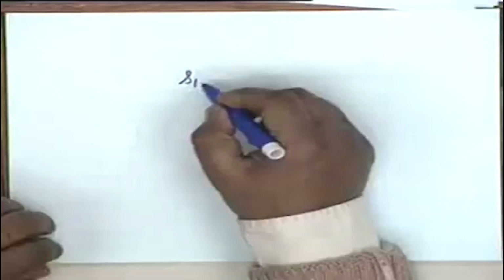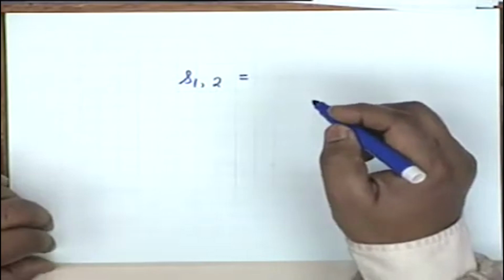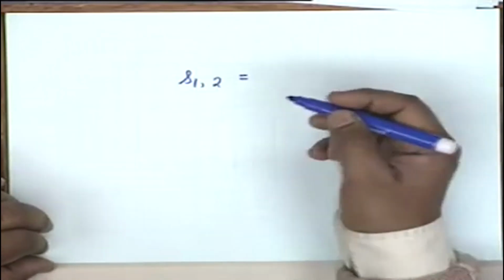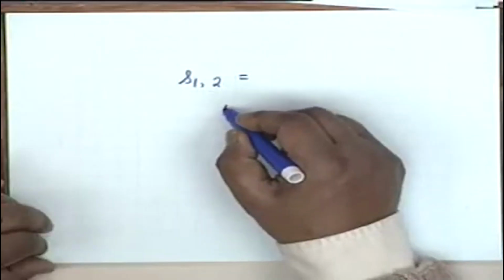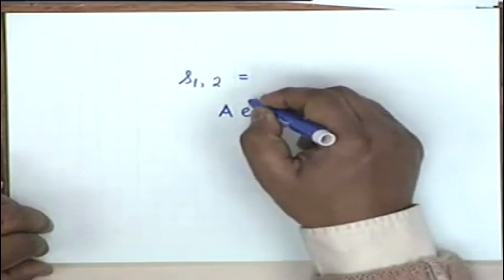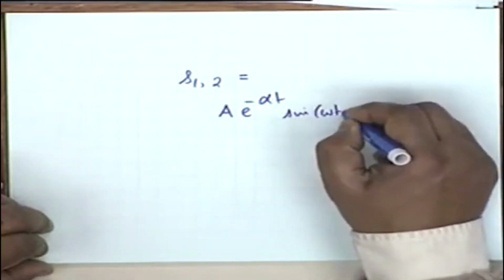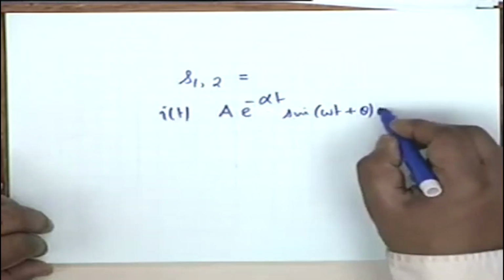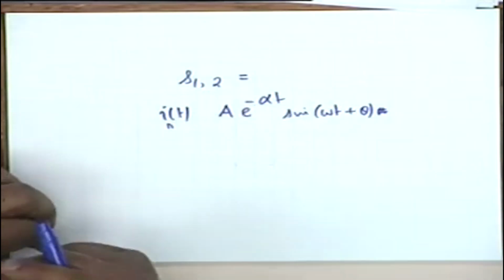Well, the point that I was making is, if S1,2 is obtained, it doesn't matter whether they are complex or real. Suppose they are complex, as it happens in this case, then my equation would be A e to the power minus alpha t sine of omega t plus theta equal to I of t. This is the I_n of t, the natural response.